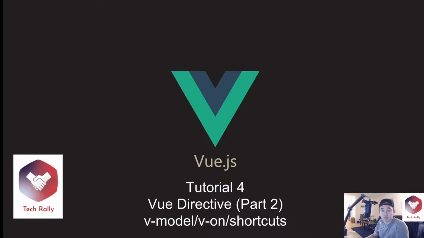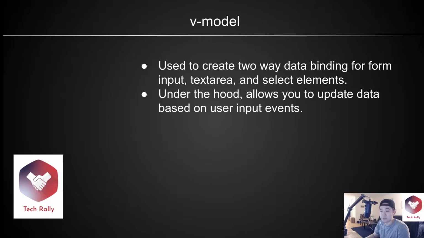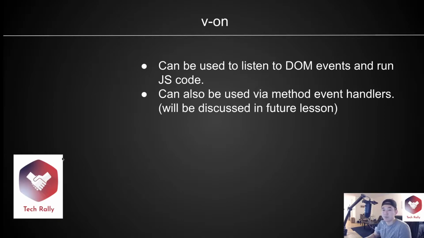This is part 2 of 2 lessons focused on learning about Vue directives. This will be a relatively short lesson that will go over 3 things: v-model, v-on, and shortcuts. The v-model directive is used to create two-way data binding for form input, textarea, and select elements. Under the hood, v-model allows you to update data based on user input events. Let's look at an example.